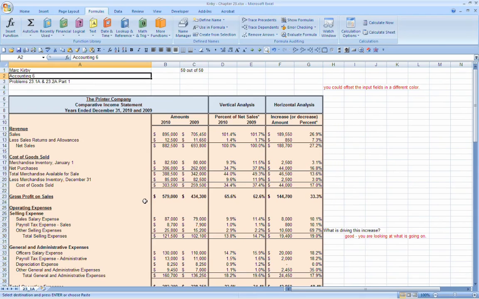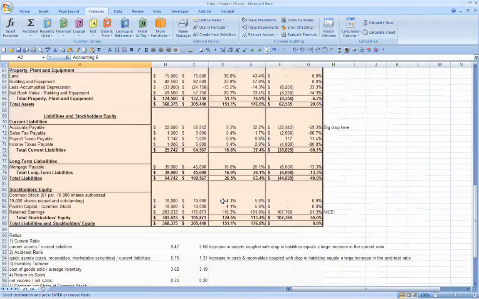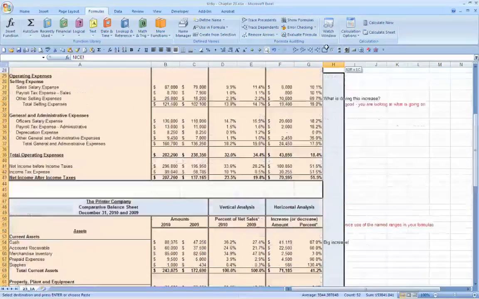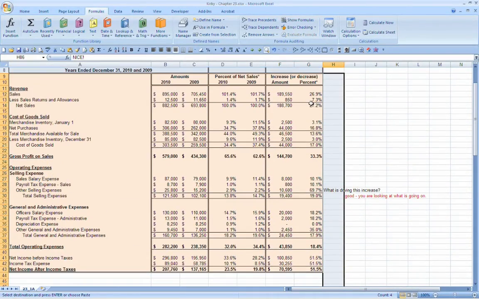And again, it's the same numbers, okay? Nice, neat formatting, cleaner than what I just showed you, both the horizontal and the vertical analysis. Some notes over here. Not a lot. The ones in red are mine, but some comments on what's going on. Here are some things to look at. In this case, what's driving my other selling expenses to go the wrong way?